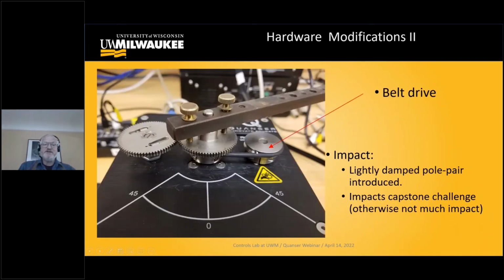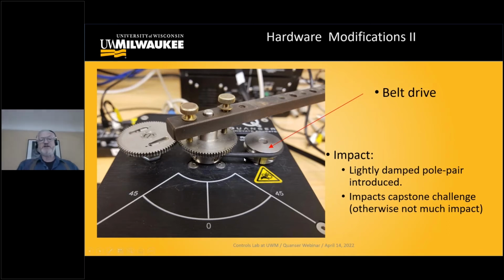A second change that we made is to remove the gear drive between the motor and the main shaft and introduce a belt drive. And the reason for doing this is to introduce a flexible mode. We'll talk about that in a moment, and we'll be able to see that in some video coming up. And there's kind of an interesting motivation behind our choice to introduce this flexible mode, which I'll talk about as we get a little bit further on in our discussion. So the belt drive is there.